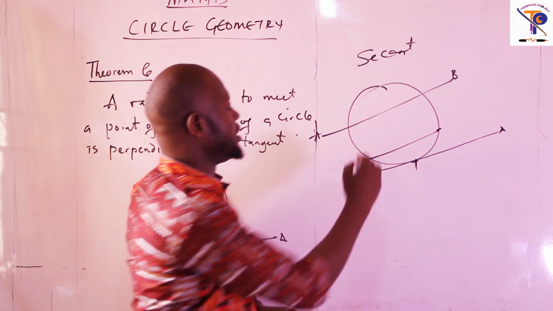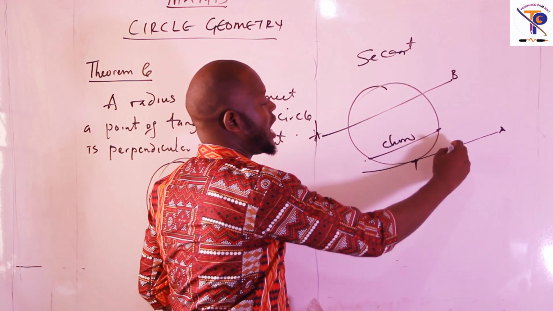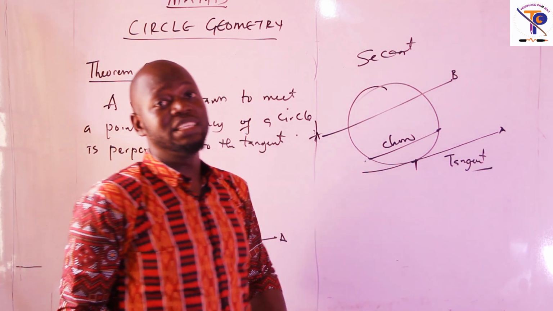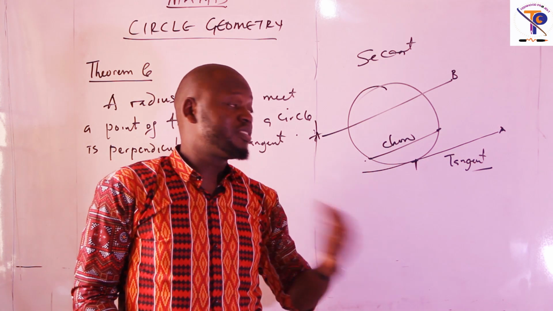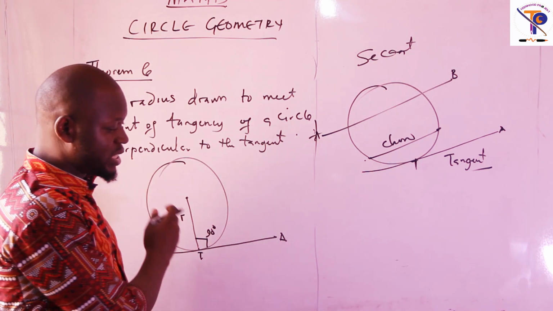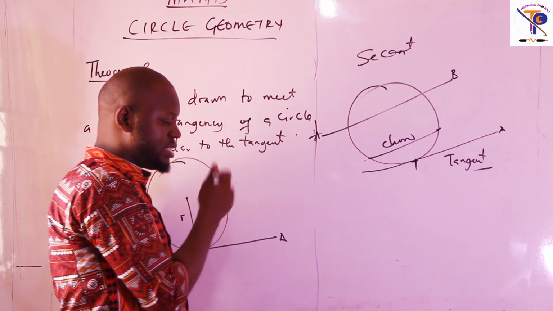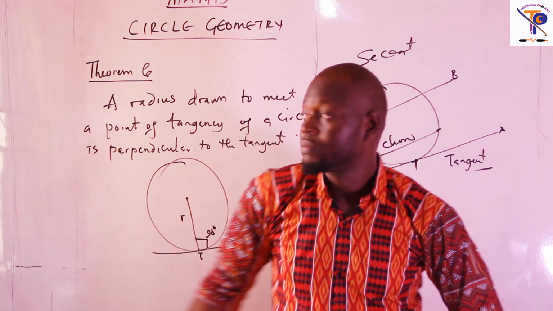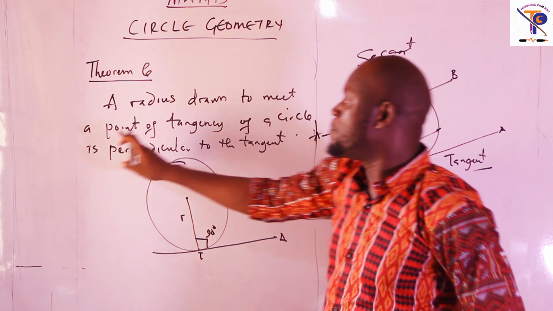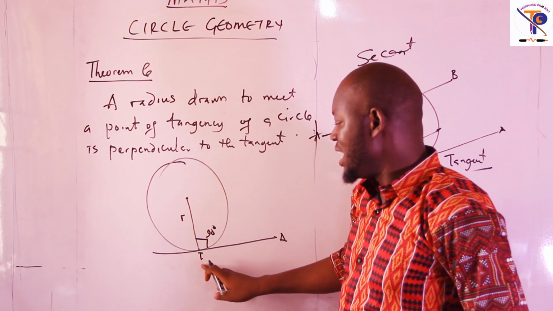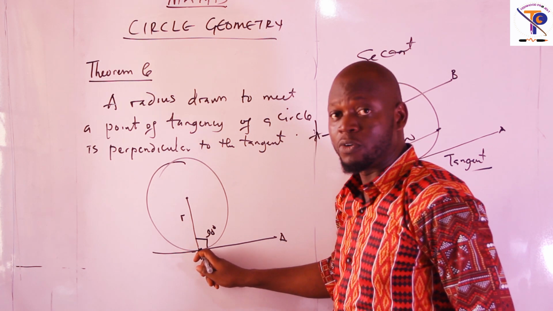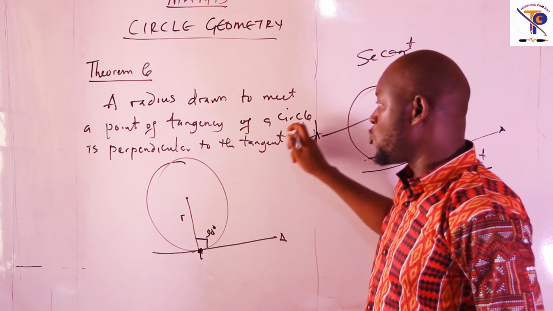And this is a chord. Please note that. And this is a tangent. I'm not talking about tangent in trigonometry. It's just English here. This is a tangent. So how does this one relate to this? Now listen. If you have a radius that is drawn to meet a point of tangency, this is the point of tangency of a circle.